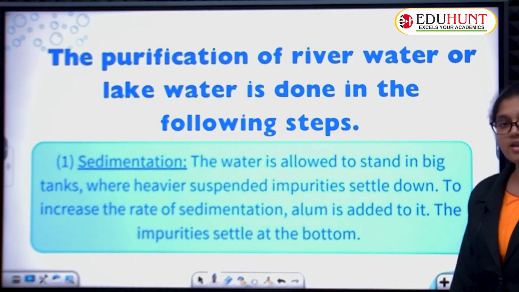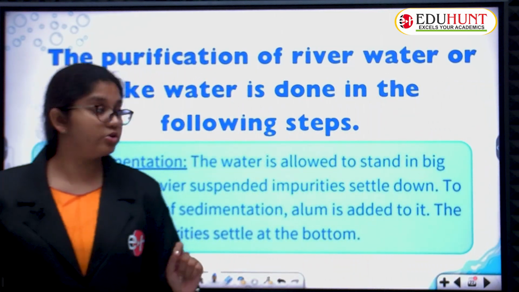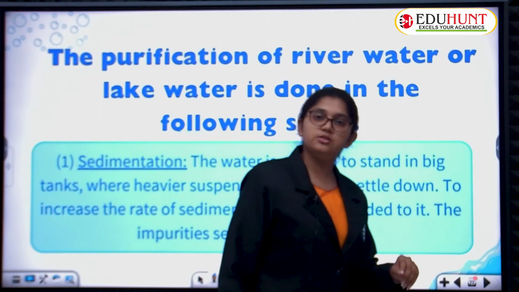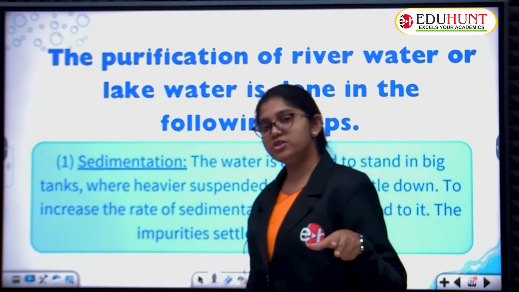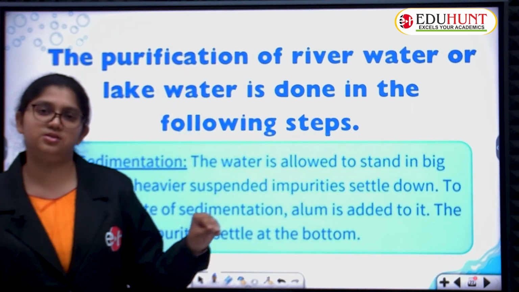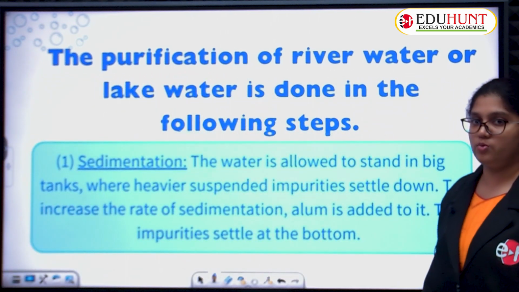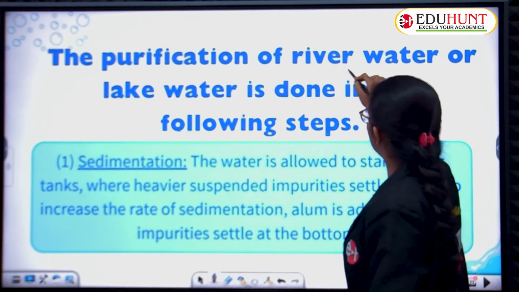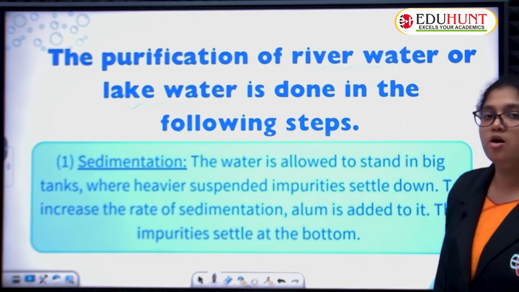And next, the purification of river water or lake water is done by the following steps. We know what the following steps are in the particular diagram: sedimentation, filtration, and the removal of some extra. We'll see that once again in the particular definitions form. Now, the purification of river water or lake water is done in the following steps.